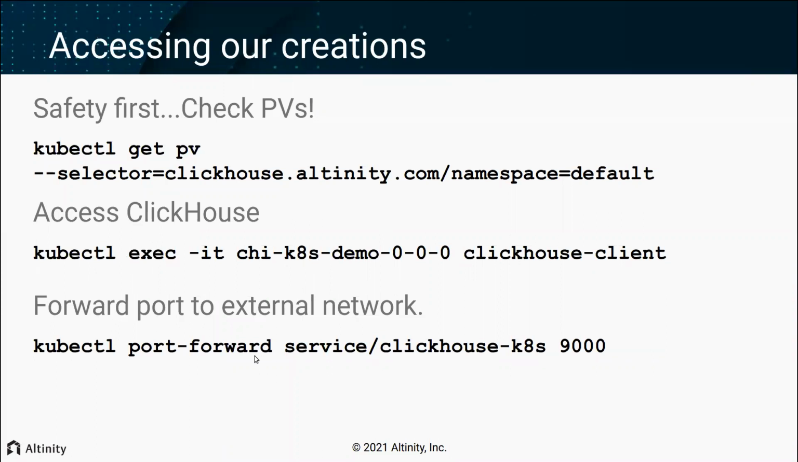And then finally, if you're using Minikube, what we commonly do is what's called port forwarding, where we just expose that service for ClickHouse. It's called ClickHouse Kubernetes. We just expose it on port 9000, and this allows clients outside of Kubernetes to connect to it and use it. So these are 3 things that you'll do when you get set up. And at that point, you're ready to start playing around with ClickHouse and developing applications.